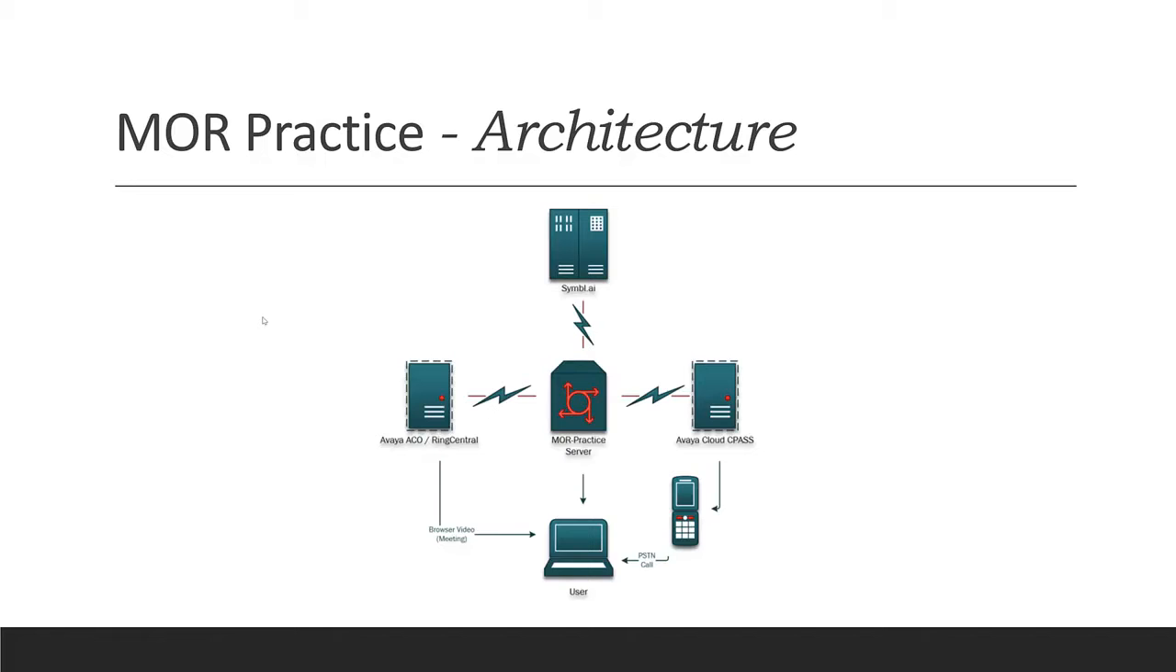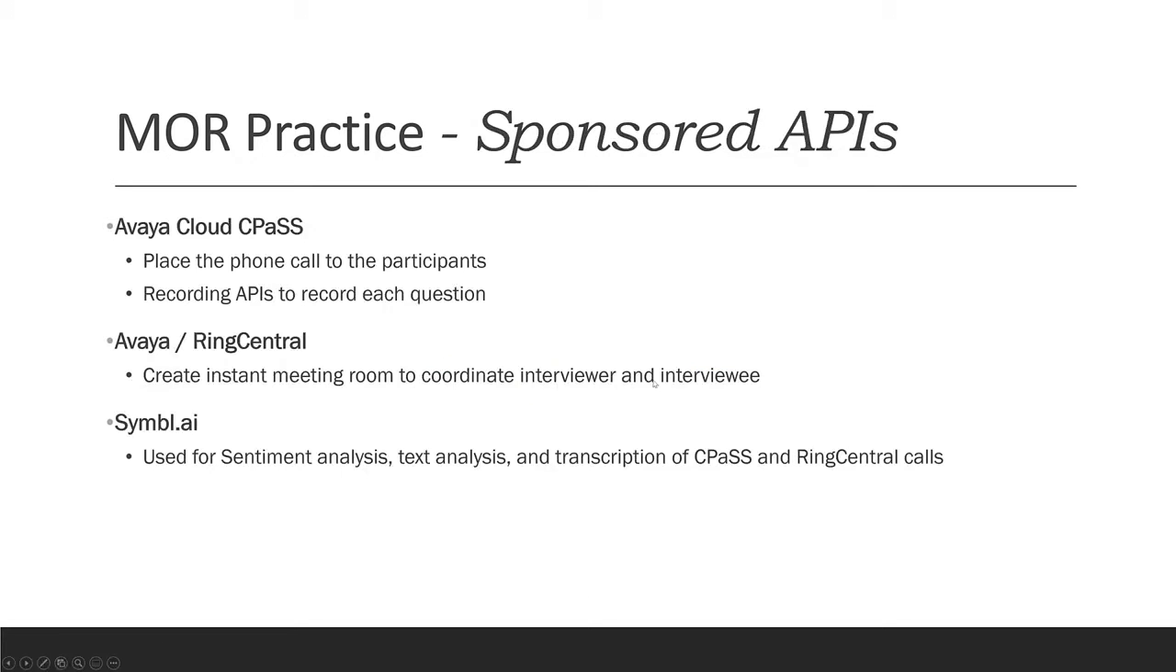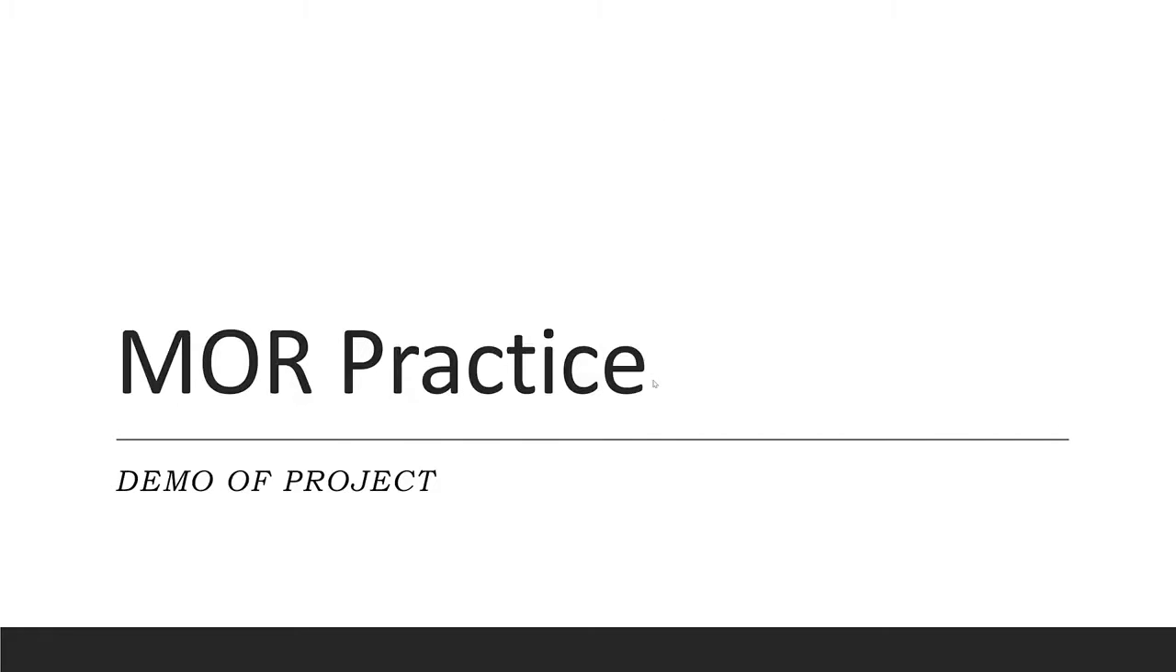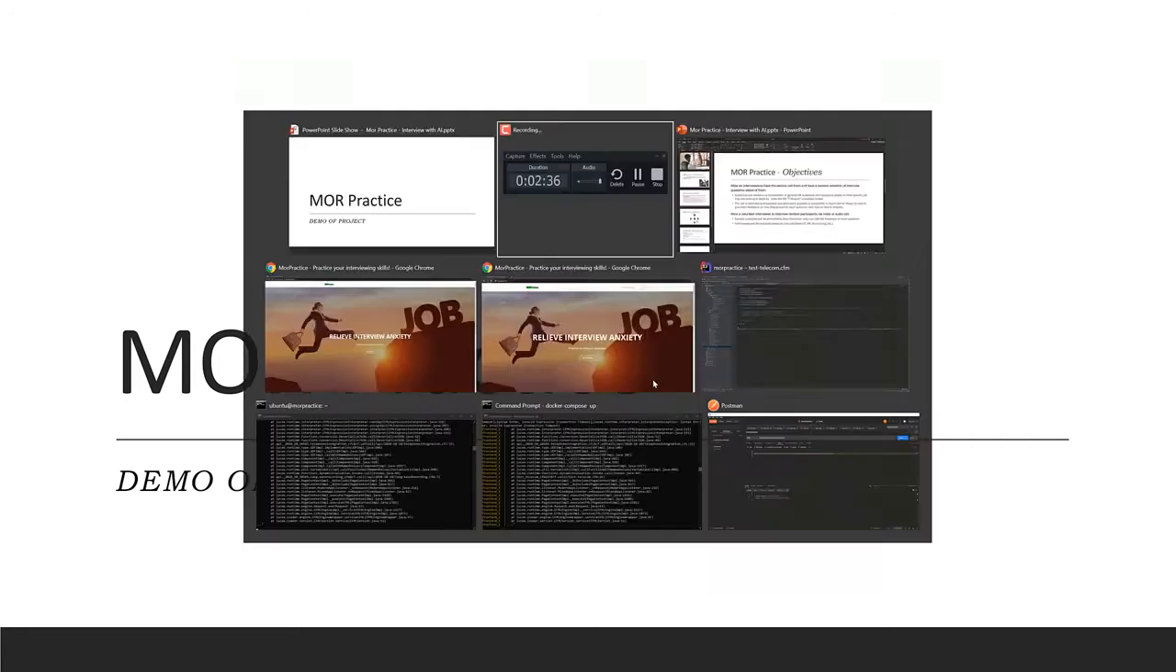We were planning on using the Avaya ACO Ring Central, which we did find for a meeting for live persons. So for the sponsored APIs, we are using the Avaya Cloud CPaaS to place phone calls to each of the participants. We're also using the recording APIs to record each question as a participant goes through those questions. Again, we were planning on using the Avaya ACO Ring Central to create instant meeting rooms to coordinate interviewers and interviewees. And then we're using Symbol.ai for sentiment analysis, text analysis, and transcriptions of the CPaaS and Ring Central calls. So let's go show you what we've got.